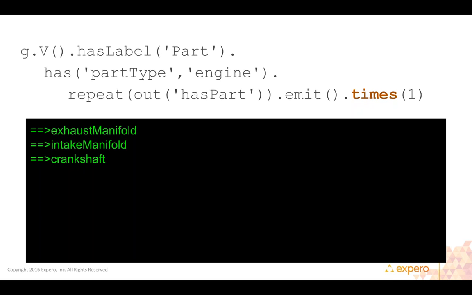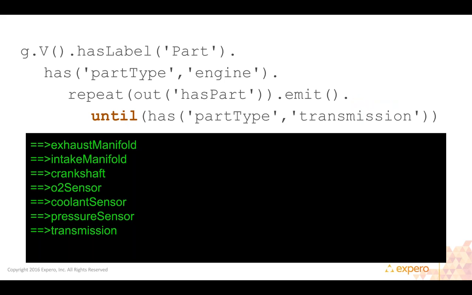If you only want it to repeat a certain number of times, there's a times modulator that you can add in here. So here we're only going out to that first level. We're going to exhaust manifold, intake manifold, crankshaft. If you want to do more of a do-while approach, you could add this until in. And so in this case, we're going to run until we run into the part type transmission. And so this gives you a lot of flexibility depending on what your data looks like to come up with a query that makes sense for what you're trying to get back.